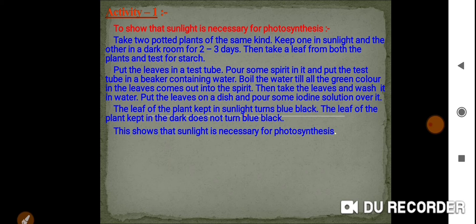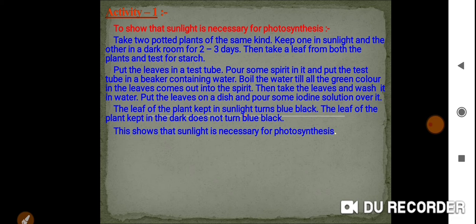Okay, so we have to start. We need to take two potted plants and keep one in sunlight, and the other in the dark room for 2 to 3 days. Then take a leaf from both the plants and test for the starch. So the next step is we take two potted plants, keep one in the sunlight and another in the dark room. Then after 3 days, we take two leaves from the respective pots and test for the starch.